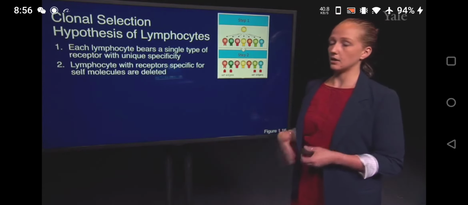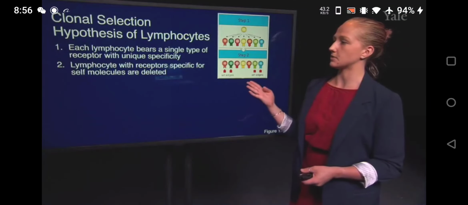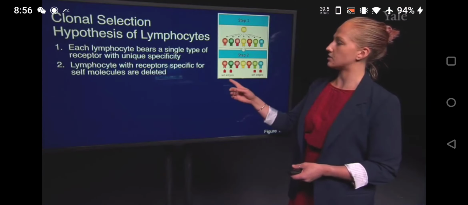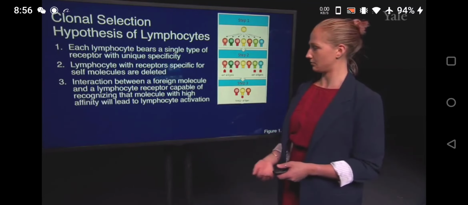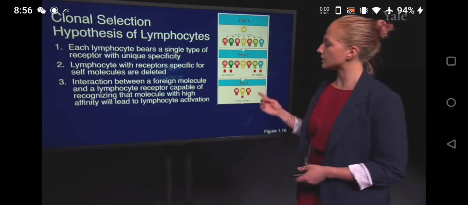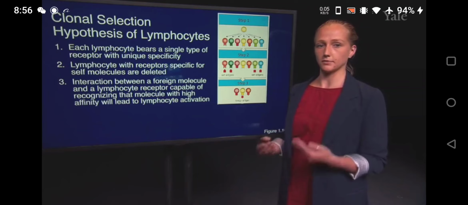Afterwards, obviously we don't want our immune system acting against our own proteins that we have in our bodies. And so lymphocytes that have receptors that are specific for self-antigens, represented here by these red squares, will be eliminated. And so once your lymphoid cells have been cleared of self-reacting cells, what we're left with is a group of lymphocytes that have specificities for foreign molecules.